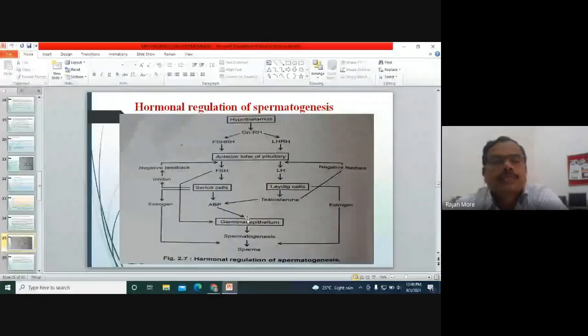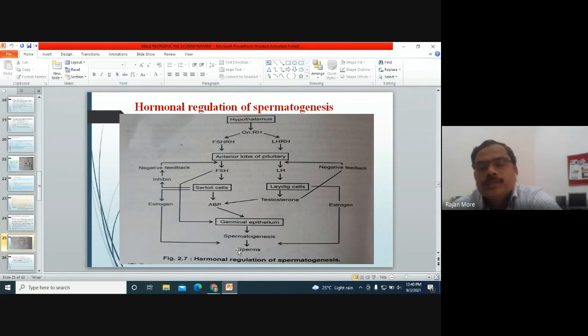The mechanism of the hormonal regulation in spermatogenesis is shown here. From the hypothalamus, the gonadotropin releasing hormone further secretes the FSH releasing hormone and LH releasing hormone. It acts on the anterior lobe of the pituitary, so this anterior lobe secretes FSH and LH. FSH acts on the Sertoli cell, and LH acts on the Leydig cell to secrete testosterone. The Sertoli cell secretes ABP, and further it activates the germinal epithelium, which starts the process of sperm formation. And finally, the process of sperm formation takes place.